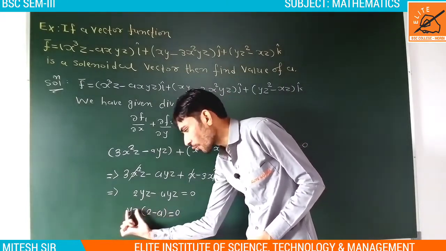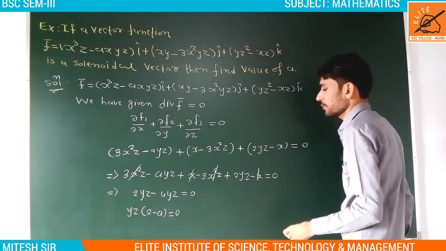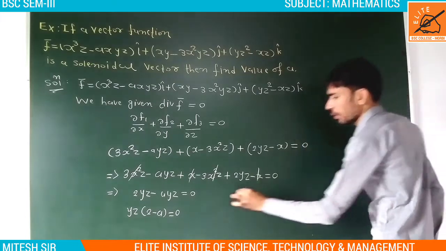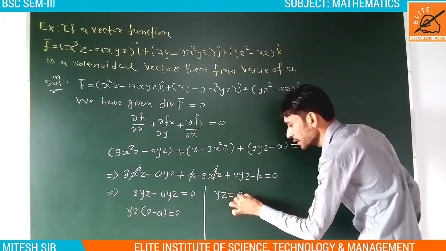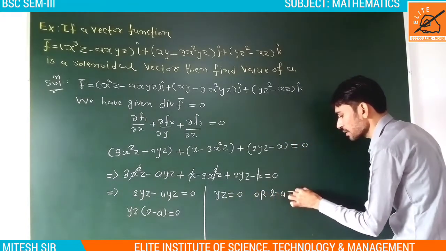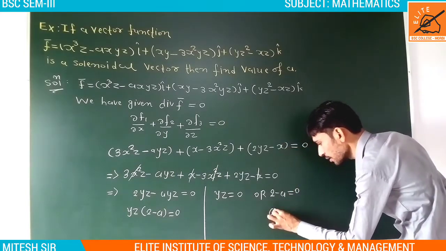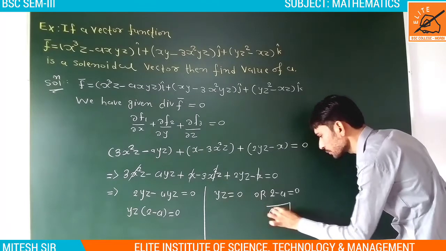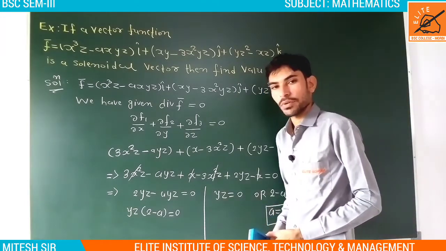That means either yz is equal to 0 or 2 minus a is equal to 0. So here we write yz is equal to 0 or 2 minus a is equal to 0. Now to find the value of a, our a is 2. So this is the solution of our first question.